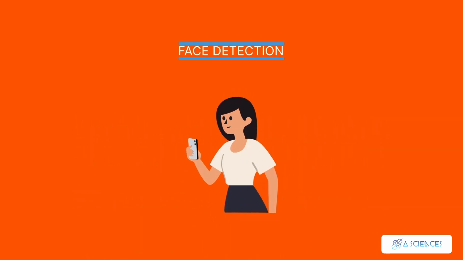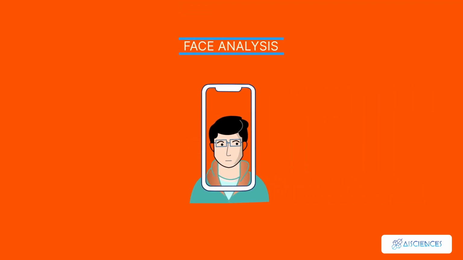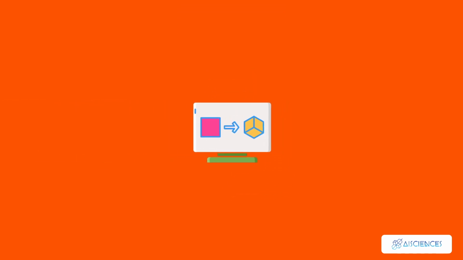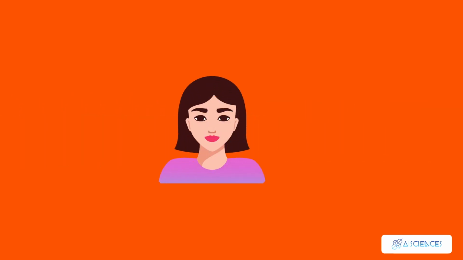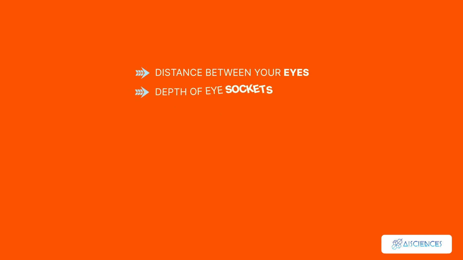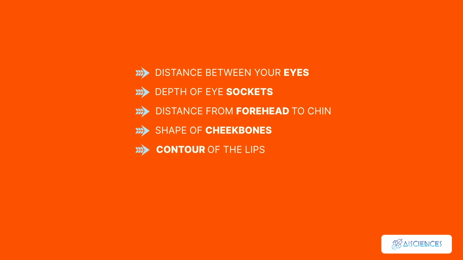Face detection. In face detection, detection of the image is done by the camera, where it locates the face, be it alone or in a crowd. Face analysis. Analysis of the image is done. Mostly it relies on 2D rather than 3D images because it can match a 2D image more conveniently over 3D images with public photos or those in a database. Features of the face are extracted, where geometry is also read by the software. Key factors include distance between your eyes, depth of eye sockets, distance from forehead to chin, shape of cheekbones, contour of the lips, shape of the ears, shape of chin.